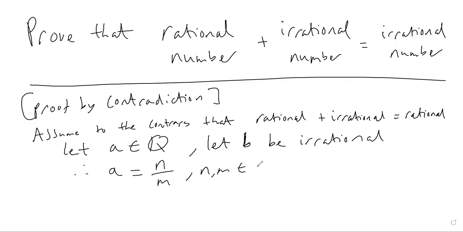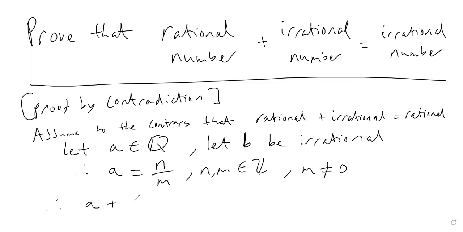Rational numbers are numbers that we can express as a fraction of an integer over an integer. So two integers, N and M. M will not be equal to 0. Obviously, you can't divide by 0 in math, so I'm just going to make clear that M is not equal to 0. Okay, so we're going to add the two numbers together and see what we get.